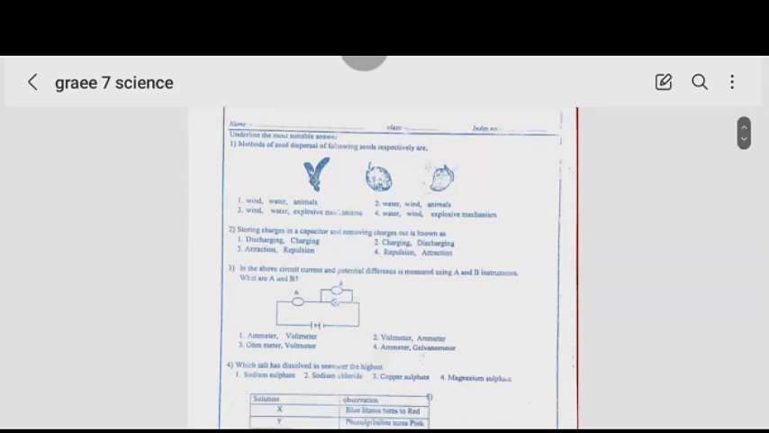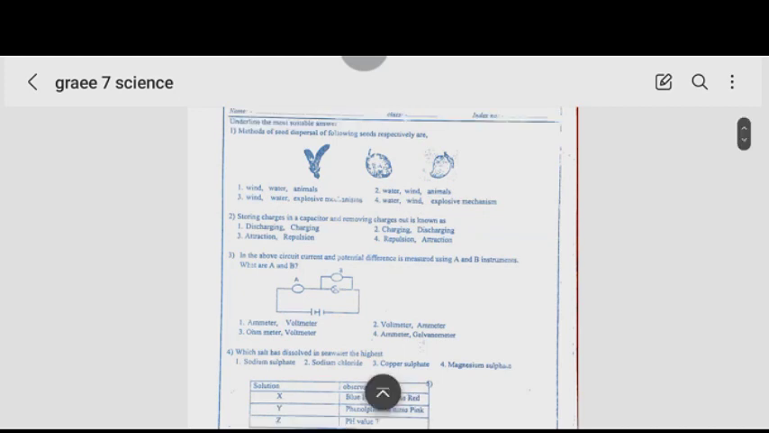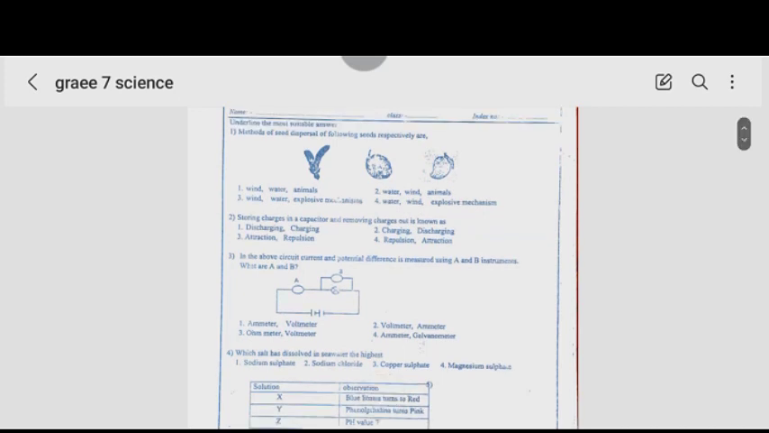The second one is like a coconut. The coconut is normally dispersed by water. The third one is mango. Mango is normally dispersed by animals, because animals eat this kind of fruit and they disperse these seeds from place to place. So the answer should be number 1.